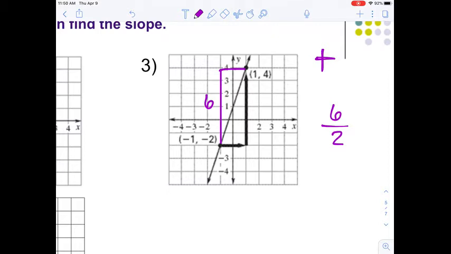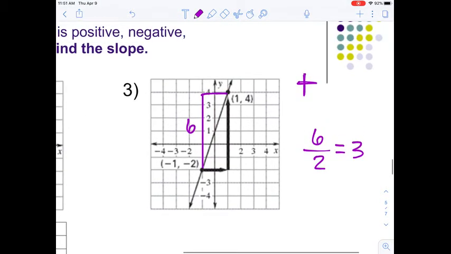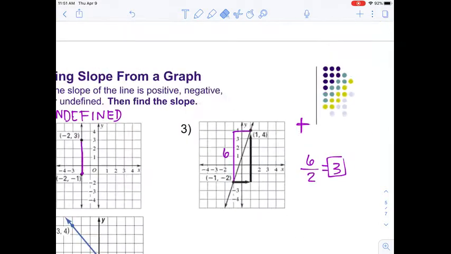We're going up, so it's positive. We're going to the right, that's positive as well. 6 divided by 2 is 3, so our slope for this line is 3.